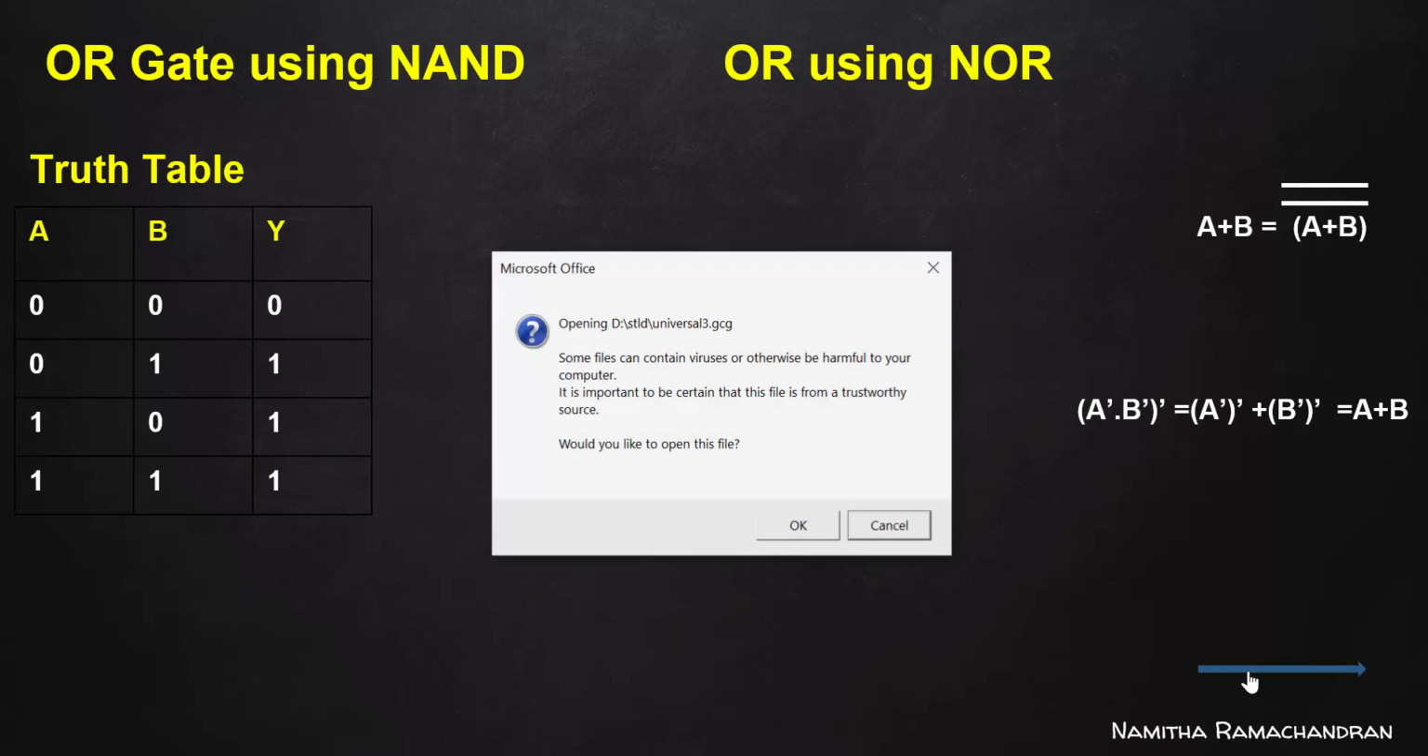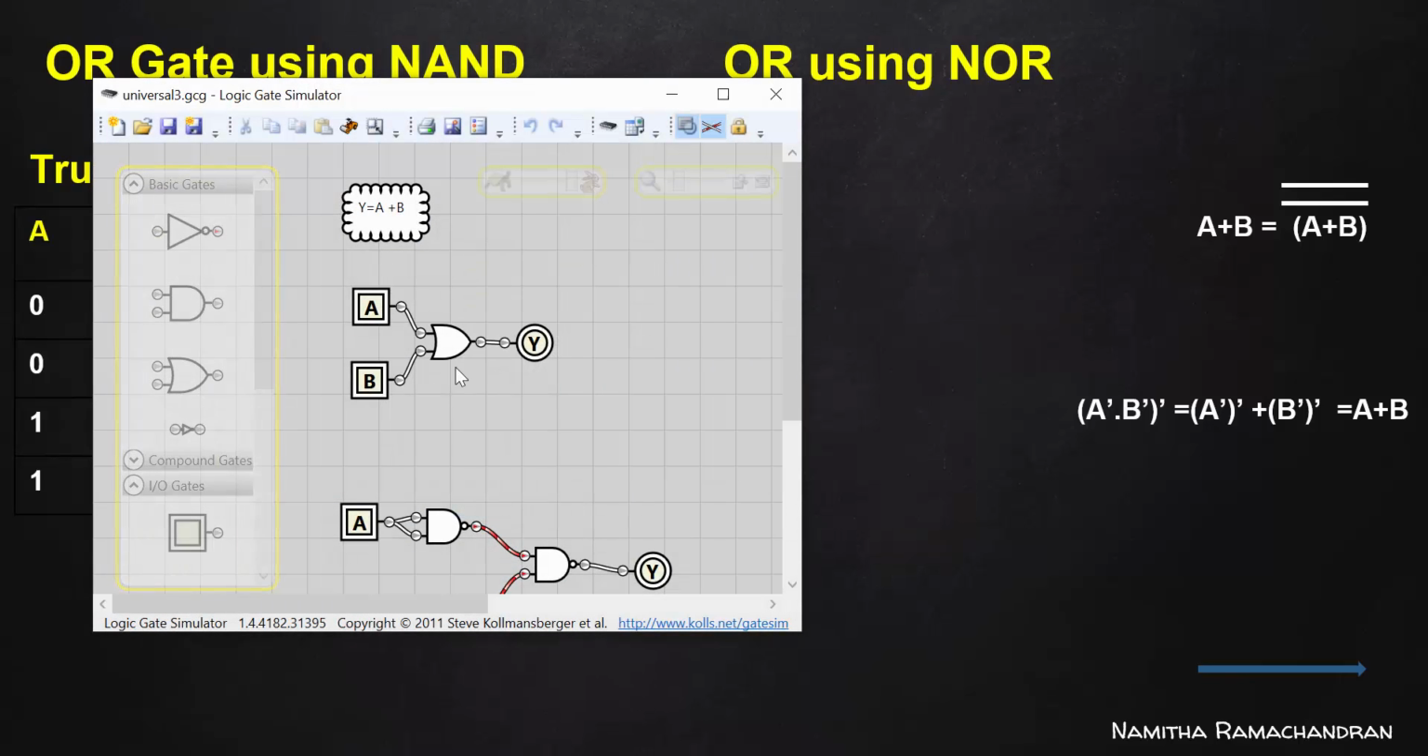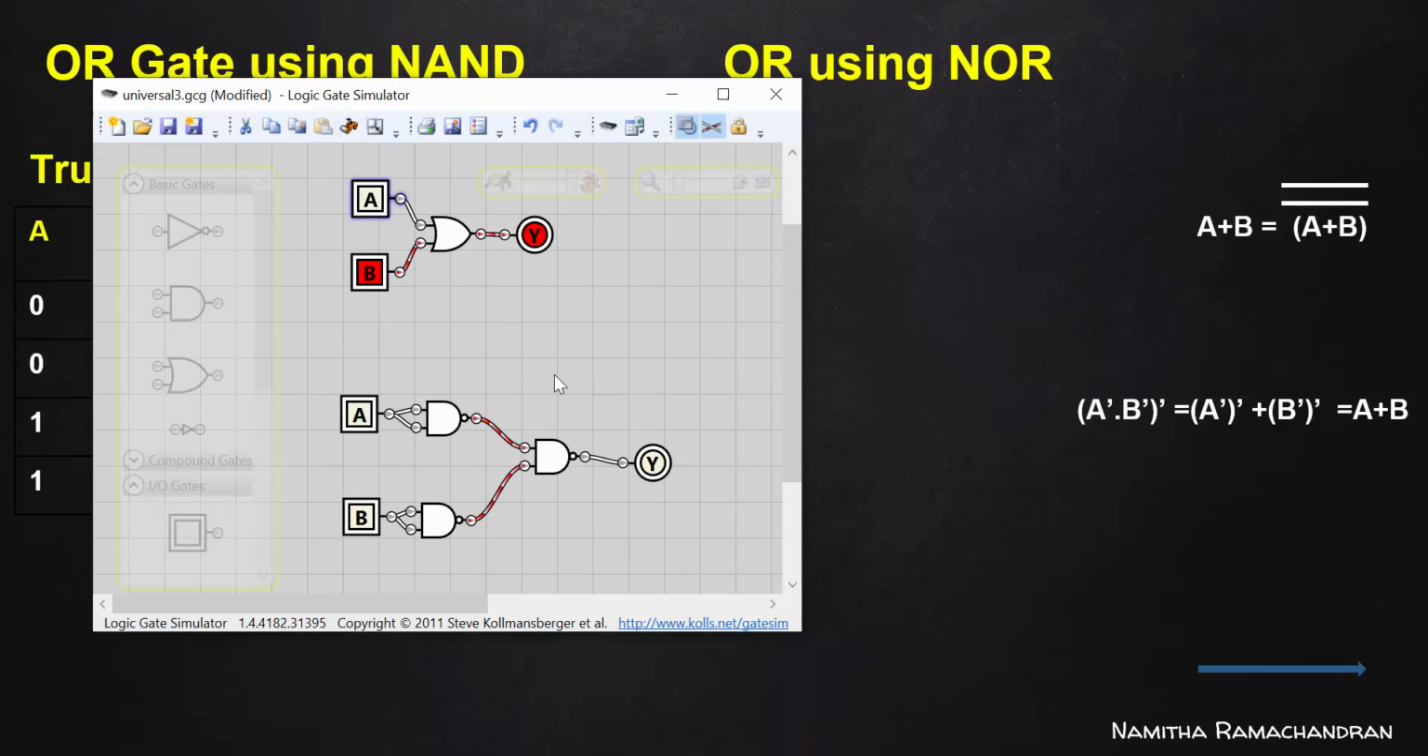Consider the simulation. Okay, so this is the OR gate. If both the inputs equal 0, output is 0. If both equal 1, output is 1. If one of the inputs is 1, then also output is 1. So this is the NAND gate implementation for OR.